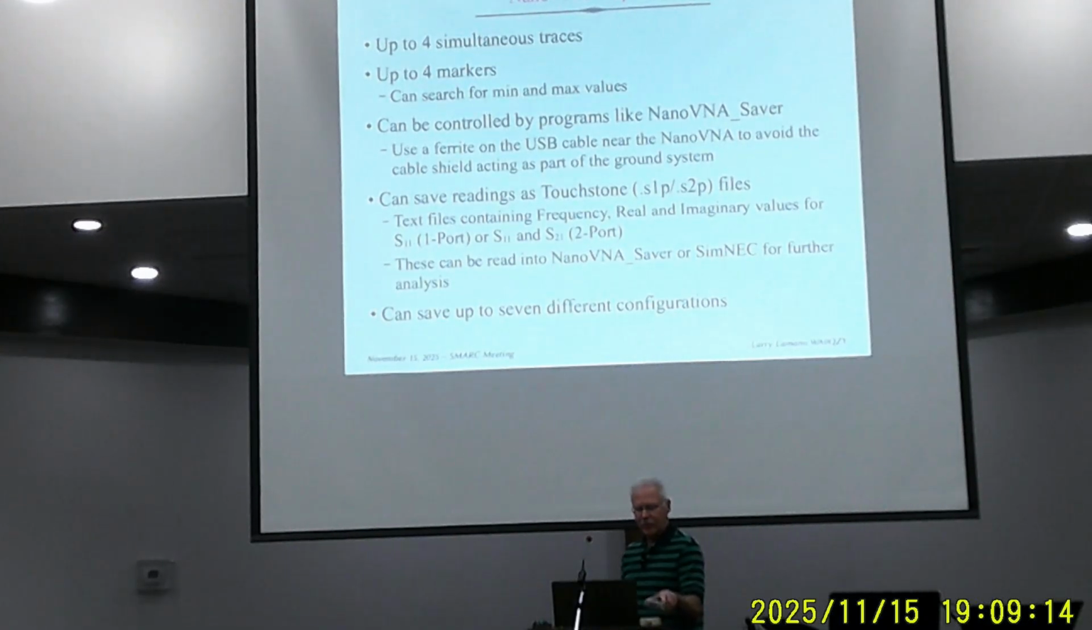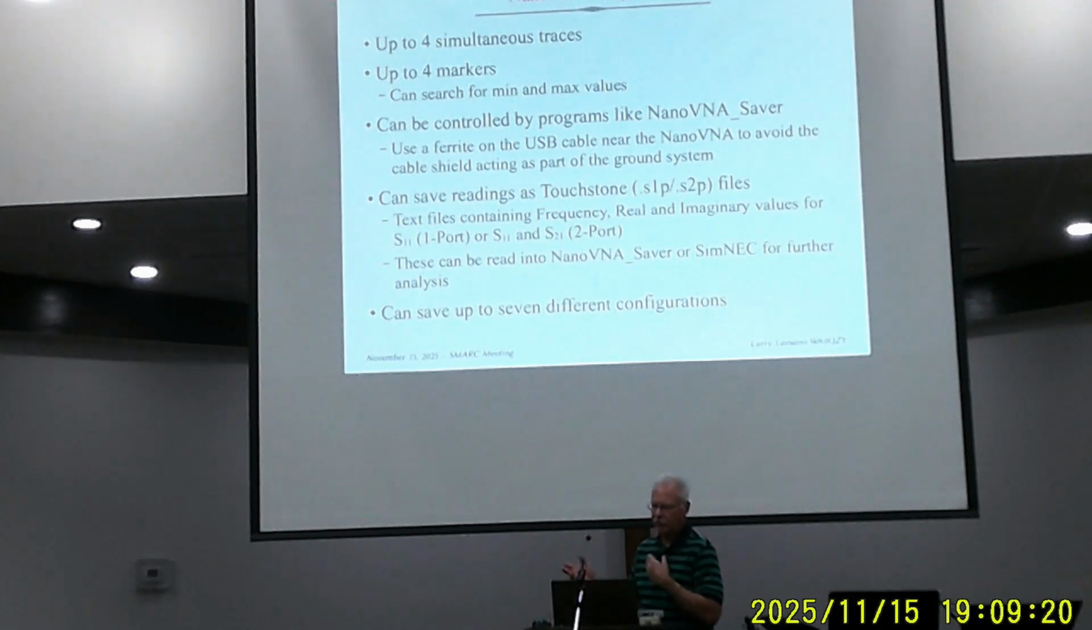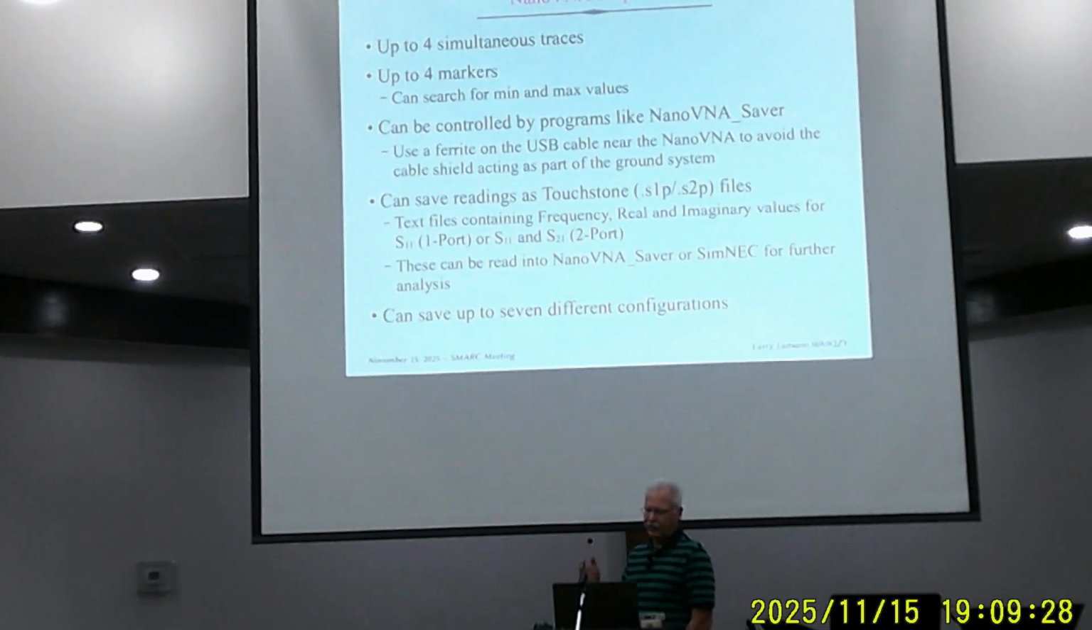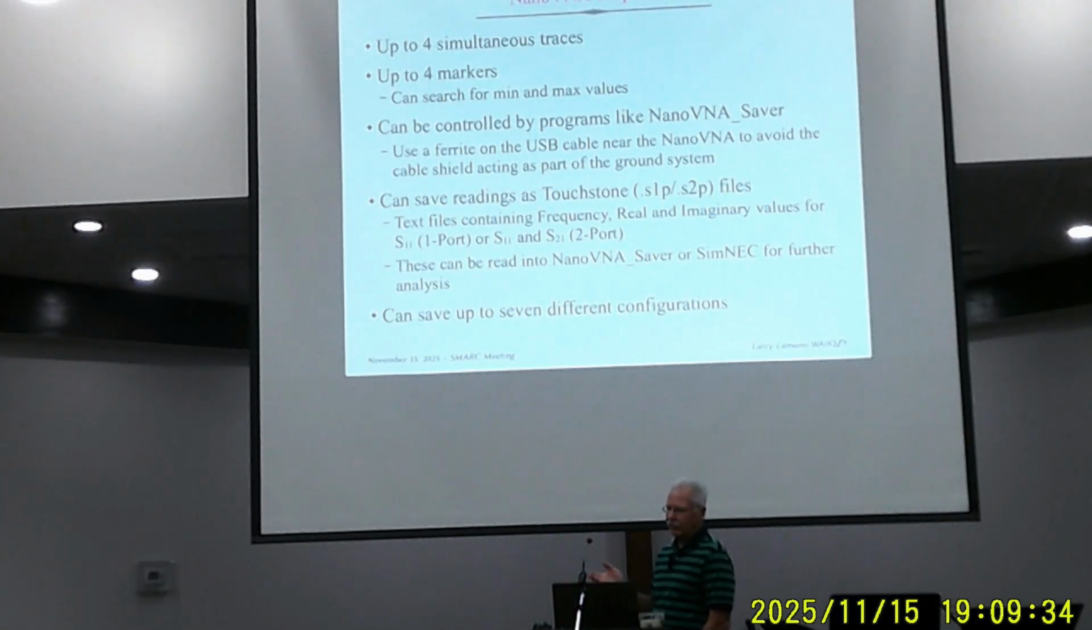Okay, another big thing, you can save these readings as Touchstone files. So if you make a measurement of your antenna, like an SWR chart or whatever you want to do, Touchstone files, they're designated .S1P and .S2P. The S is for scattering parameter. 1P is 1 port, 2P is 2 port. Those are just text files.